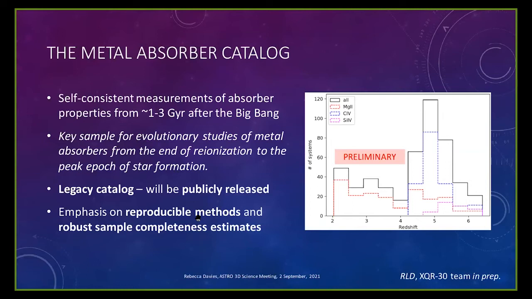We will make this catalog publicly available to enable the entire community to make the most of this unique data set. Now, because this is a legacy catalog that will be used for statistical analysis, we have placed a strong emphasis on using reproducible methods that also allow the sample completeness to be robustly characterized. And the completeness statistics will be released along with the catalog to allow users to account for impacts of sample incompleteness on the measured absorber properties.